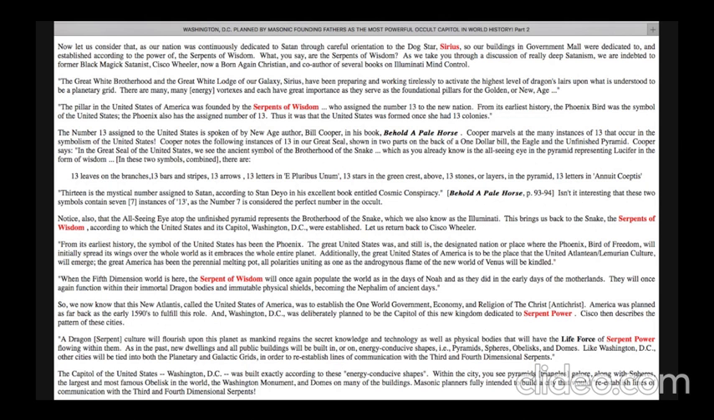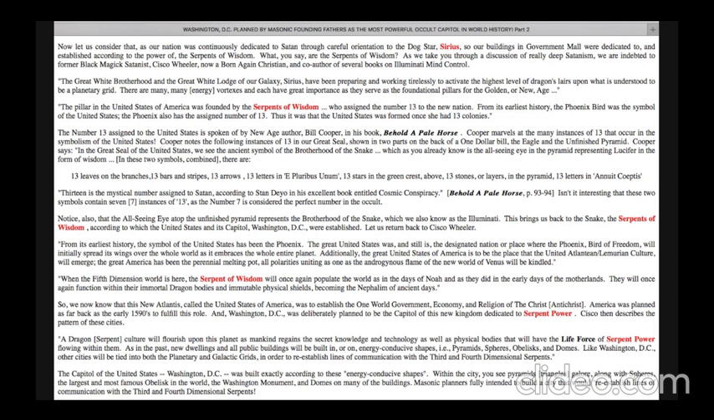The Great White Brotherhood and the Great White Lodge of Our Galaxy series have been preparing and working tirelessly to activate the highest level of Dragon's Lair upon what is understood to be a planetary grid. There are many energy vortexes, and each has great importance as they serve as the foundational pillars for the Golden or New Age. The pillar in the United States of America was founded by the Serpents of Wisdom, who assigned the number 13 to the new nation.